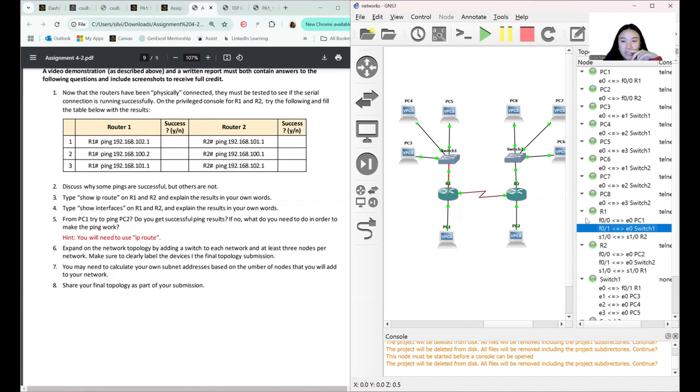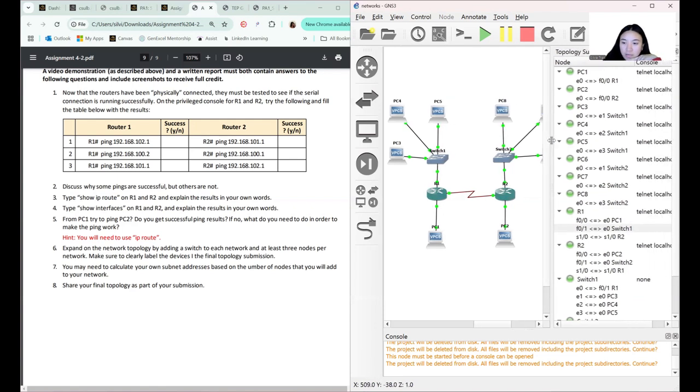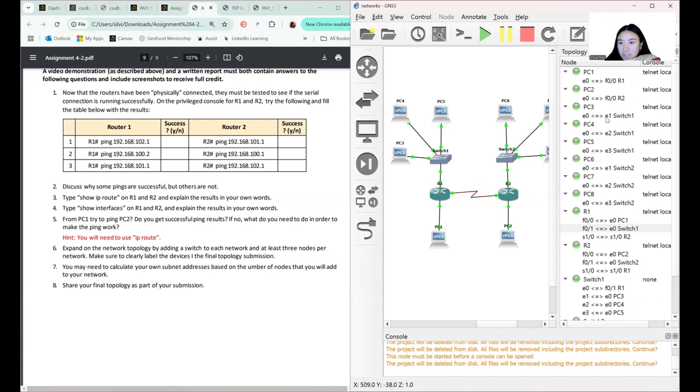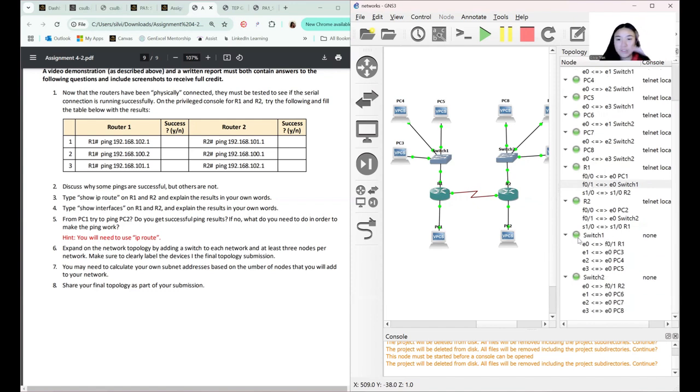And then from switch 1, I connected it to each of the individual 3 VPCs from there. And then I did the same thing on the second router to the second switch, and then the next 3 VPCs. My topology summary is here on the right, where everything is expanded, and it shows how each switch and router is connected to each other using which interfaces.